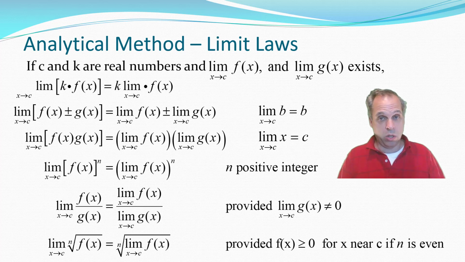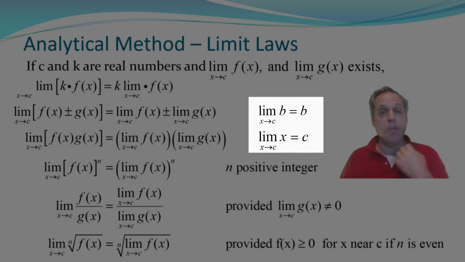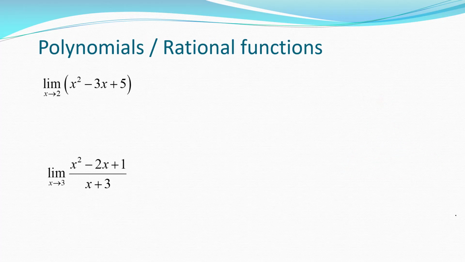Now, those limit laws take big, nasty expressions and break them down into smaller, simpler ones. You hope to get one of these two: the limit of x as x approaches c, because we can then just say that's c, or the limit of a constant as x approaches c, which is just the constant. Let's try a couple examples.